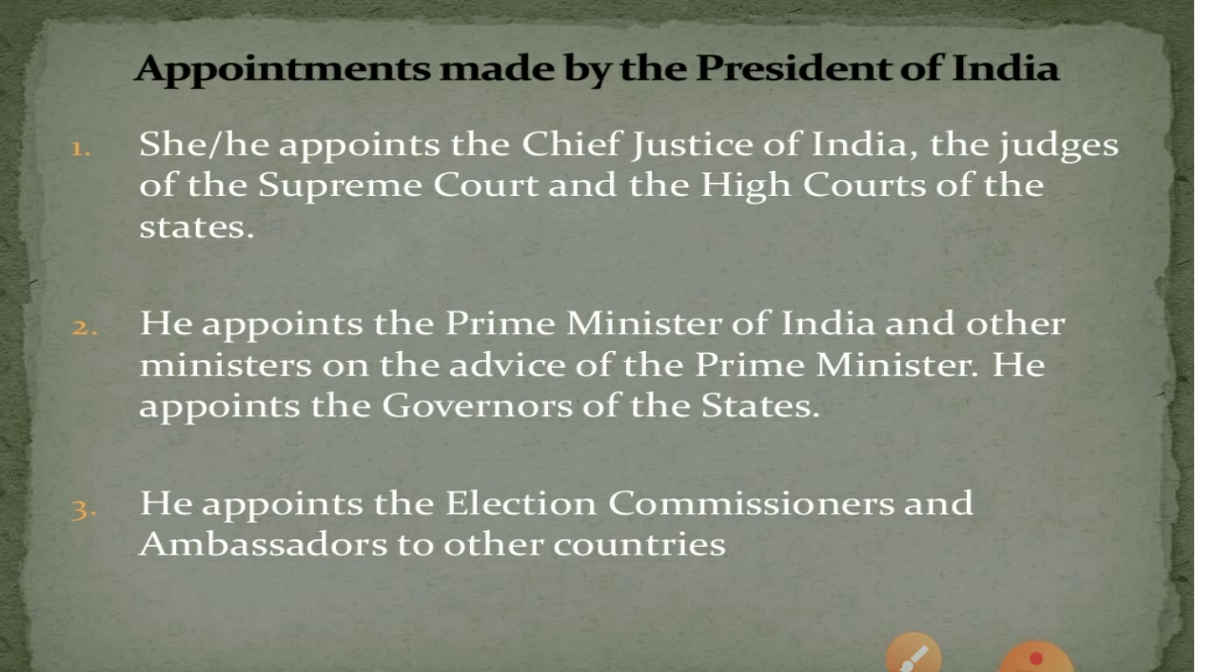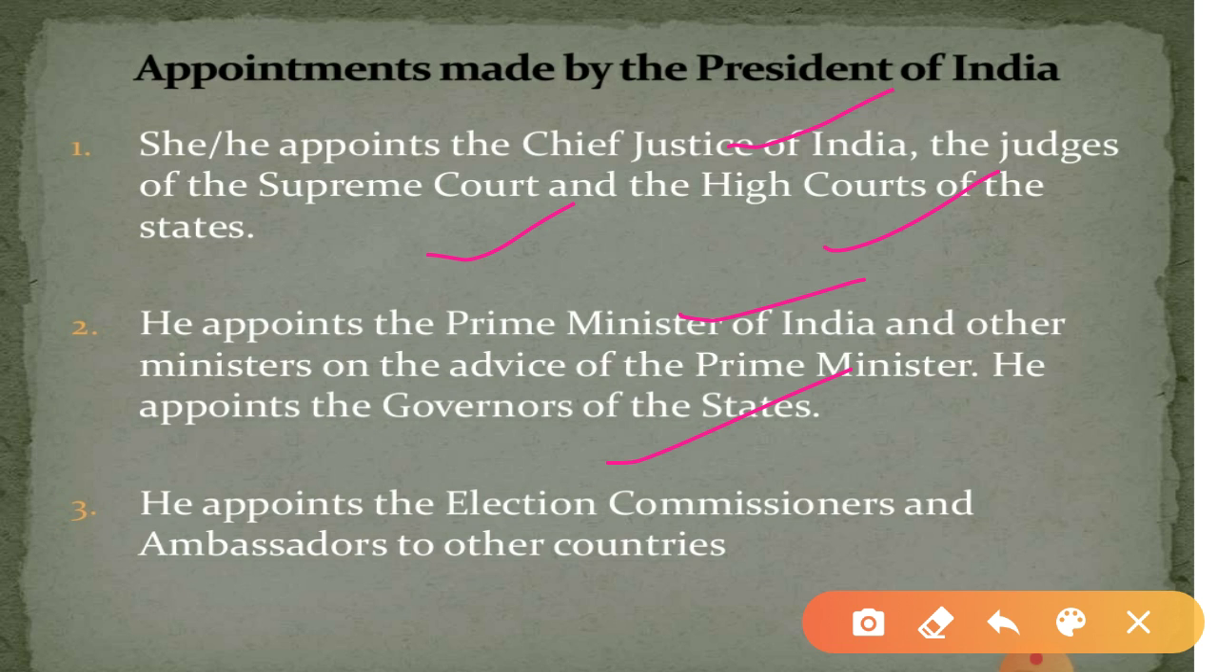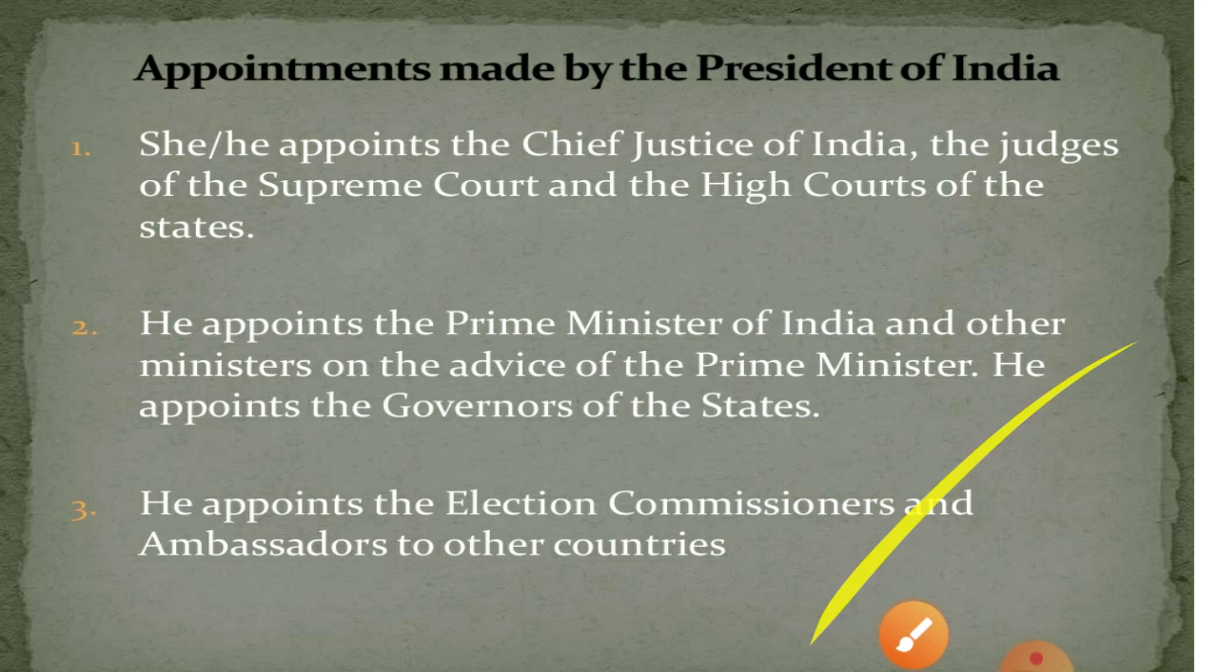Appointments made by the president, as I have already seen, are different: Chief Justice of India, Supreme Court judges, High Court judges, and then the appointment of the Prime Minister of India and ministers. First he appoints the Prime Minister, then the Prime Minister, according to his choice, appoints the Council of Ministers. Then the governors of states, the Election Commissioner, and ambassadors of the country are appointed.